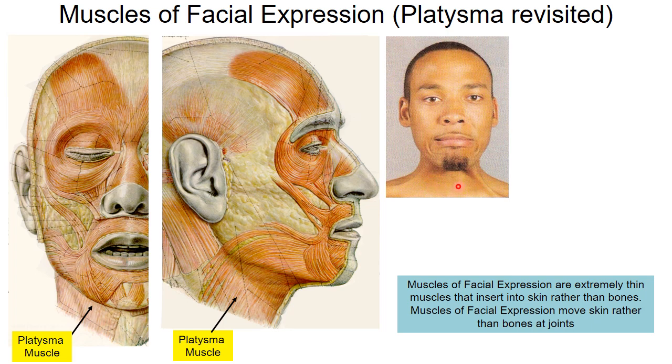We've already seen the platysma muscle, but now we're going to talk about many of the other muscles of facial expression. I'm not going to cover all the muscles of facial expression. There are something like 24. I'm just going to cover the big players and skip some of the smaller ones.